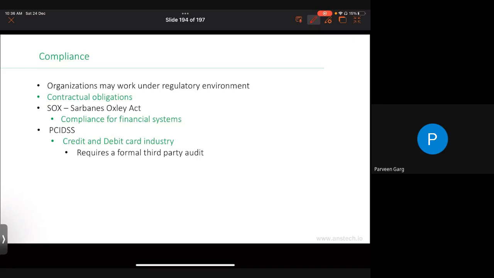And then finally, you have to be compliant. Whenever you are assessing security management, you have to understand that you might have to be compliant to some regulations. For credit cards and debit cards, it is PCI DSS. For financial systems, it is the Sarbanes-Oxley Act. We will cover this in greater detail later. But remember that the moment financial systems come, remember the Sarbanes-Oxley Act, and for credit cards and debit cards, PCI DSS compliance. This is generally known to everyone. So you might be working under compliance, and you must ensure that you work within those compliance frameworks.